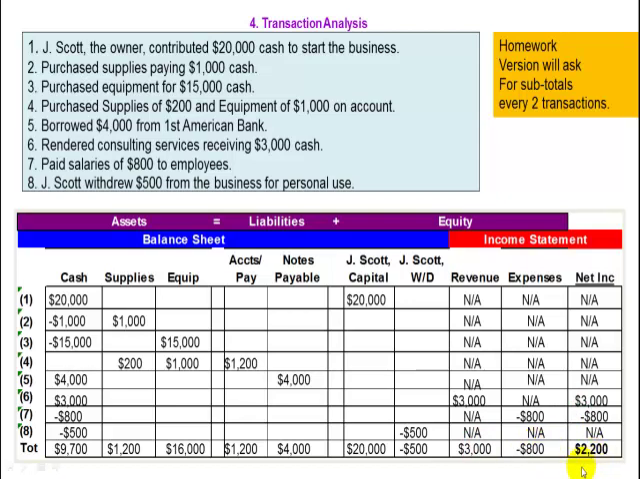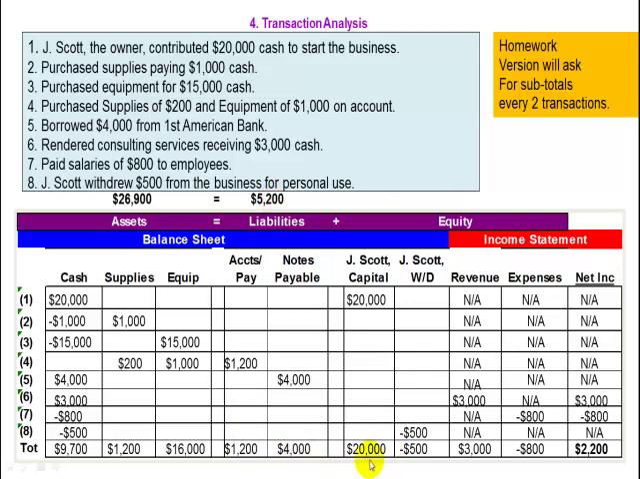Net income, like I said, since we didn't have any other transactions, is 3,000 minus 800, or $2,200. Now, to make sure that our accounting equation is still in balance, we're going to add up all the assets, which were cash, supplies, and equipment, and those three add up to 26.9. We're going to add up the liabilities, which would be accounts payable and notes payable, and that's going to give us total liabilities of 5,200.